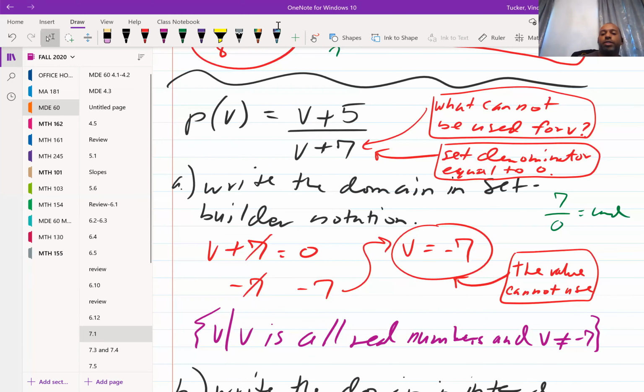So they ask us to use set builder notation to set up our domain. So this is how you do it. You start off with, because our variable is v, you have v, a long line, and then v is. You talk about the description of v. So you have your braces, v in the long line, and then you say v is all real numbers, and v cannot be equal to -7. And then you close it out with the other braces.